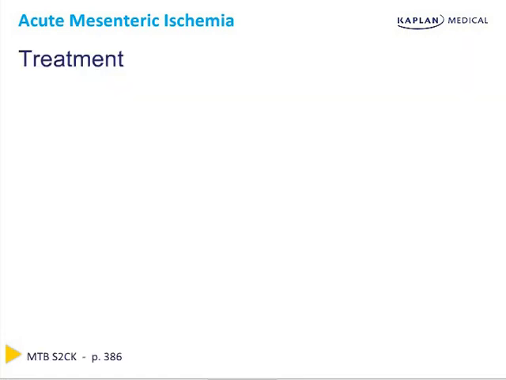When asked about the treatment for these patients, you should select an emergent laparotomy on your exam. While smaller vascular procedures, such as thrombectomy and embolectomy, can be performed in certain clinical situations, they are beyond the scope of your exam, and open surgery is the preferred option.